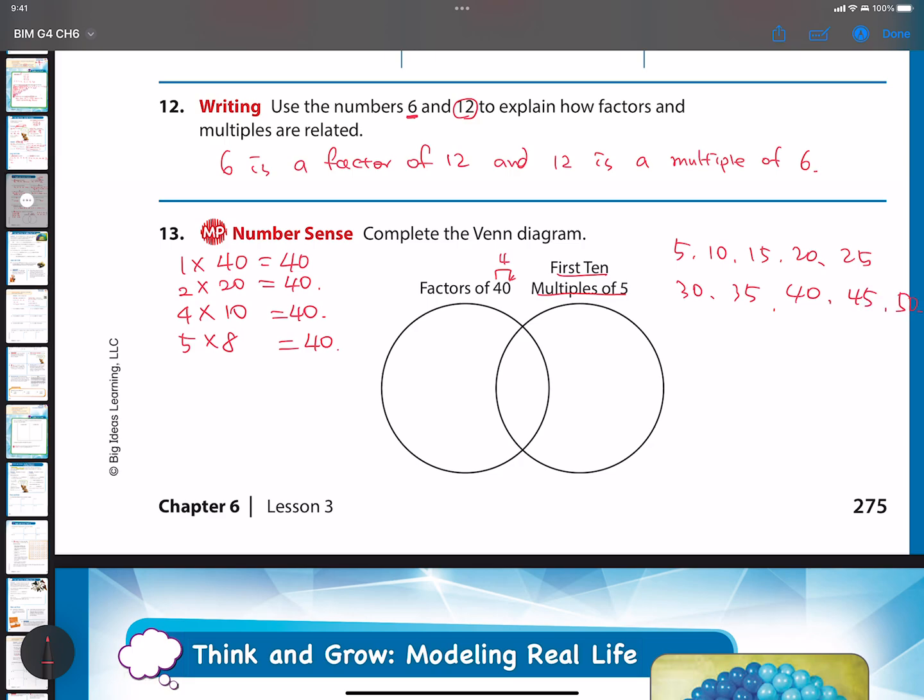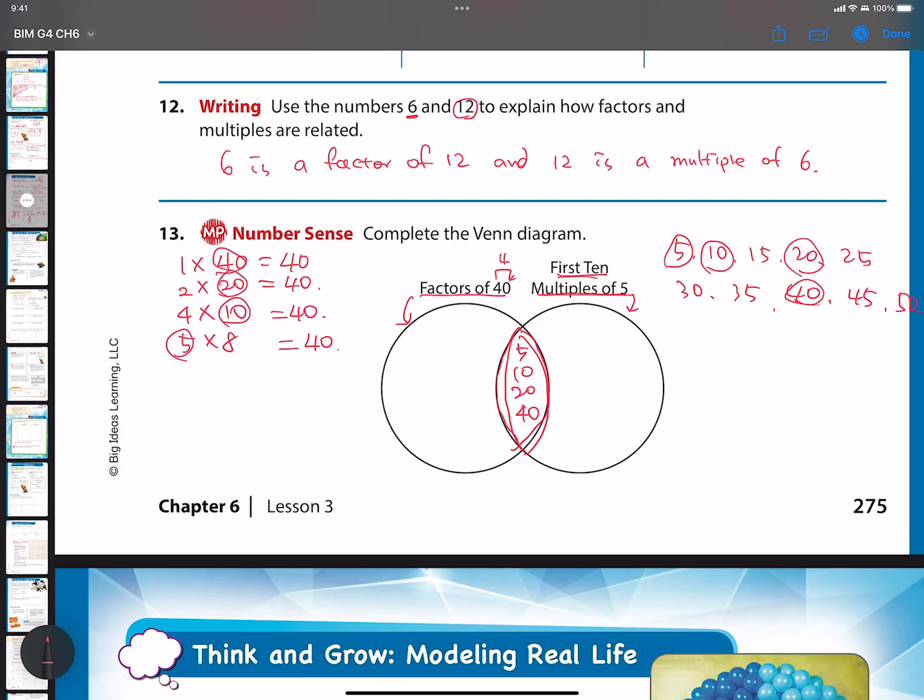Now, since it's a Venn diagram, you have to find the common factor in the overlapping place, okay? And then write down the rest of them, about these first 10 multiples of 5 and factors of 40, in each side, okay? So now let's find the common numbers. I see 5, 10, and 20, and 40. Okay, that's it. So write it down: 5, 10, 20, 40. Which means they have both, either side, they have both 5, 10, 20, 40, right? And write down the rest of them.